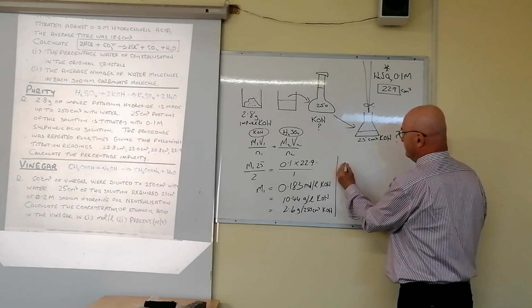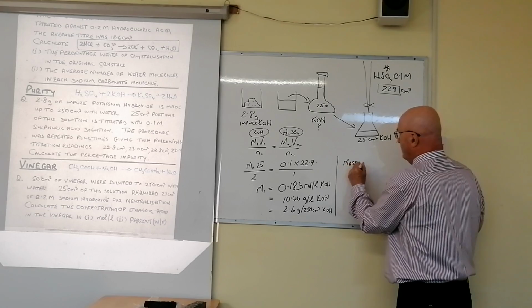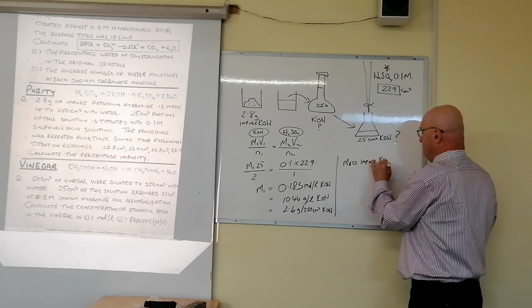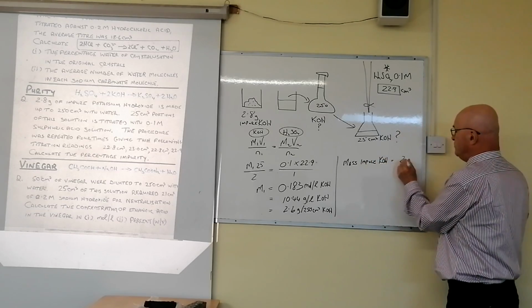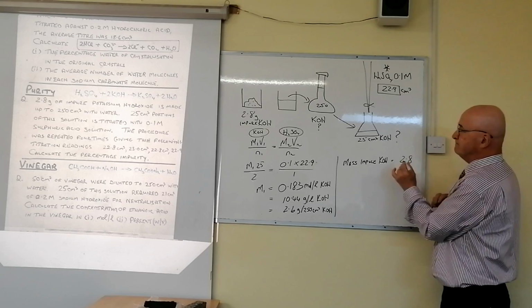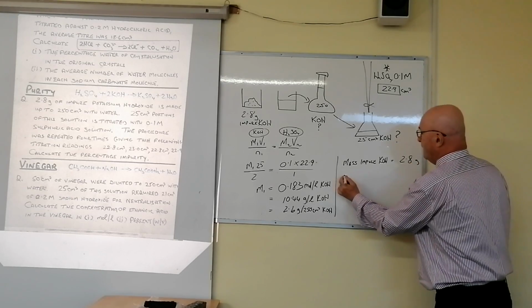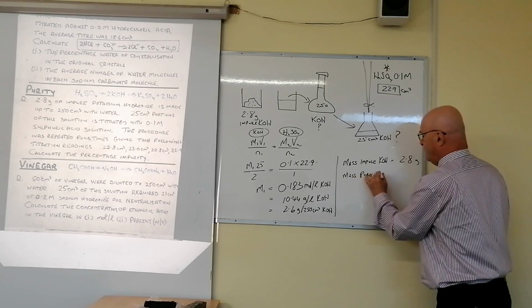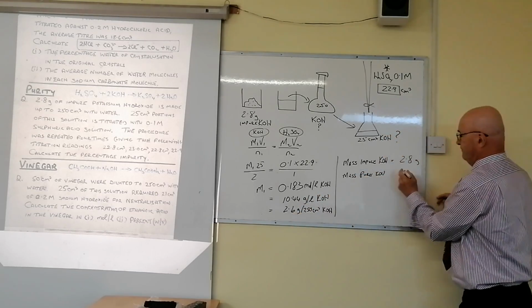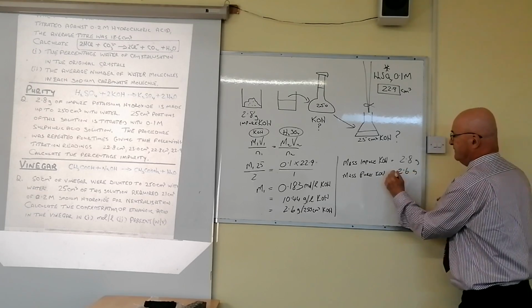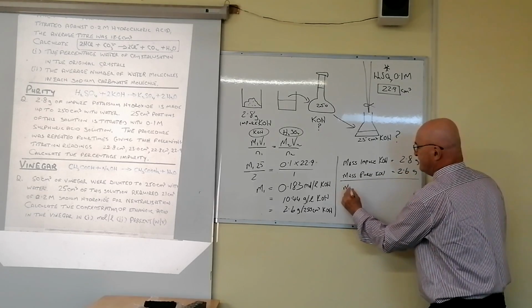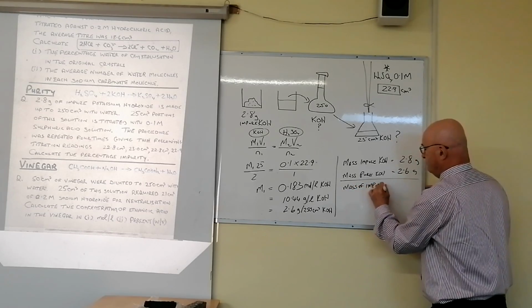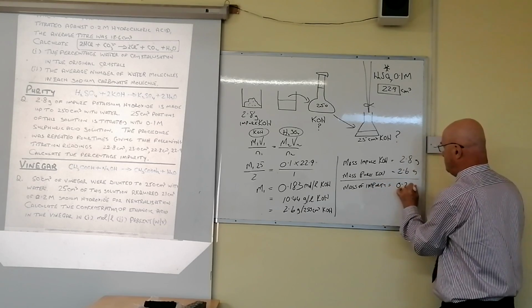First of all, now what we have is mass of impure KOH is 2.8 grams. Mass of pure KOH is right there, is 2.6 grams. So mass of impurity is equal to 0.2 grams.